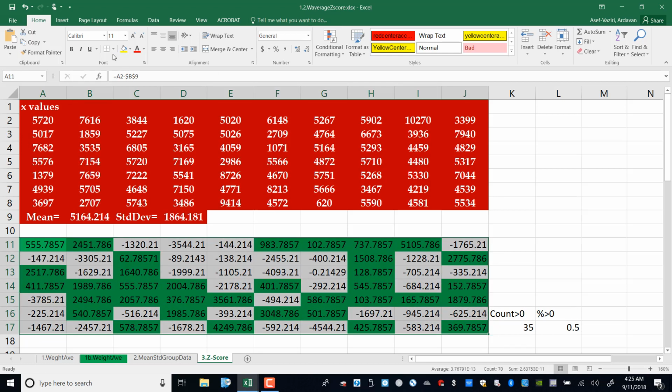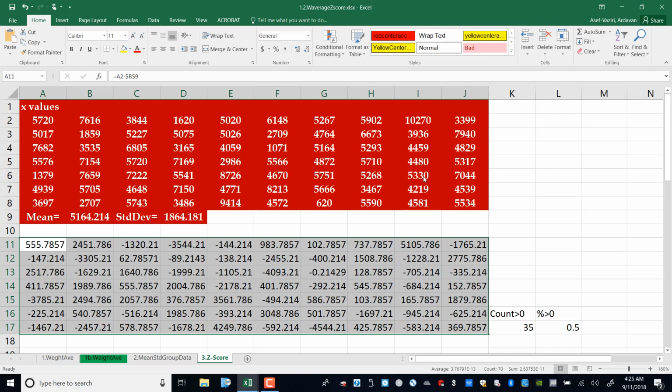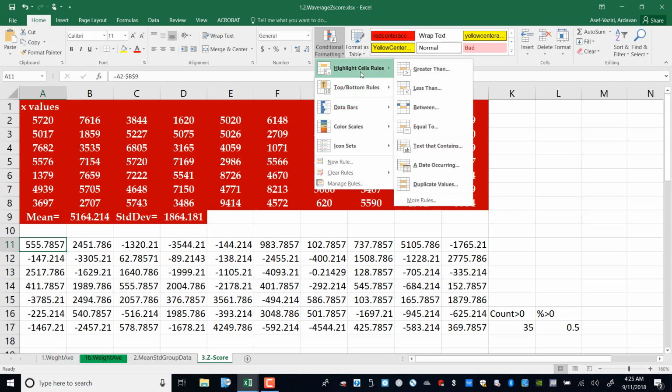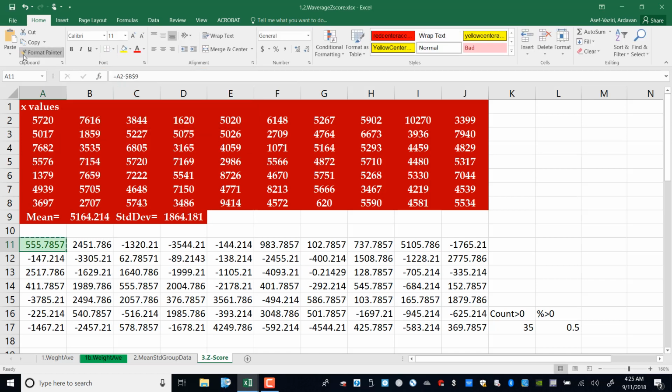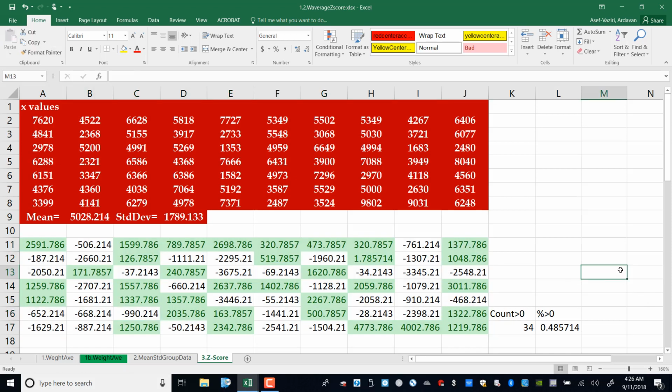Let me tell you how I painted these cells, automatically painted them. First, I remove rules. Then I come here, conditional formatting, highlight. If this number is greater than 0, it means the actual number was greater than average. And in that case, for example, paint it green. Then I use format painter, and I format the rest of the cells based on the same rule. Those which are greater than average are green, the rest are white.